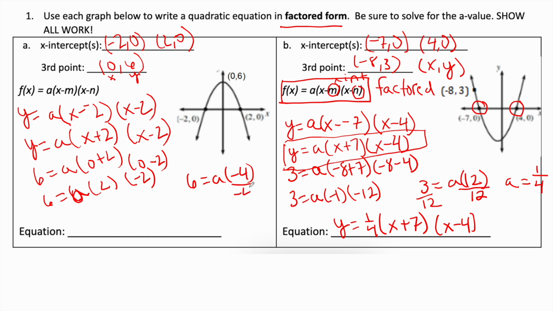Divide by -4, since these are being multiplied. Simplify the fraction if you can. So 2 goes into 6 3 times. 2 goes into -4 2 times, so -2. Now we can write our whole equation. y equals -3 halves x minus 2. Sorry, hit a button.